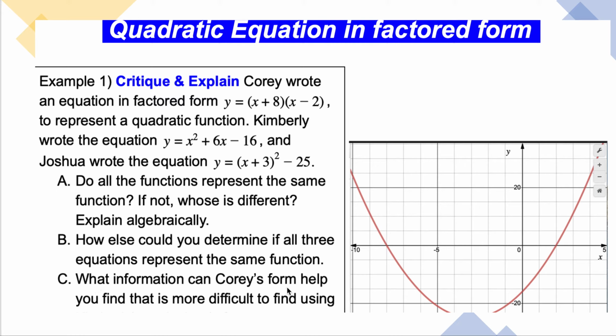What information can Corey's form help you find that is more difficult to find using Kimberly's and Joshua's forms? Corey's form is much easier because we can find the x-intercepts when we have a factored form. So we set these factors equal to 0, x plus 8 equals 0 and x minus 2 equals 0, and in that way we can find the x-intercepts, or zeros of the function. It is much easier to find zeros of the function in the factored form than in Kimberly's form or in Joshua's form. This is the advantage of the factored form of quadratic equations.